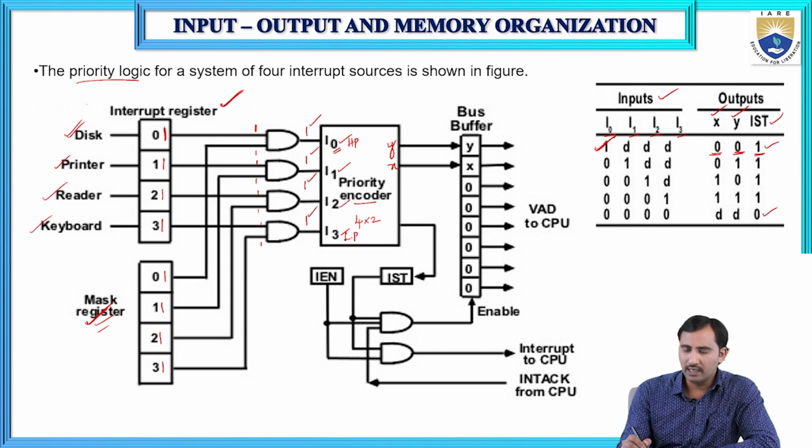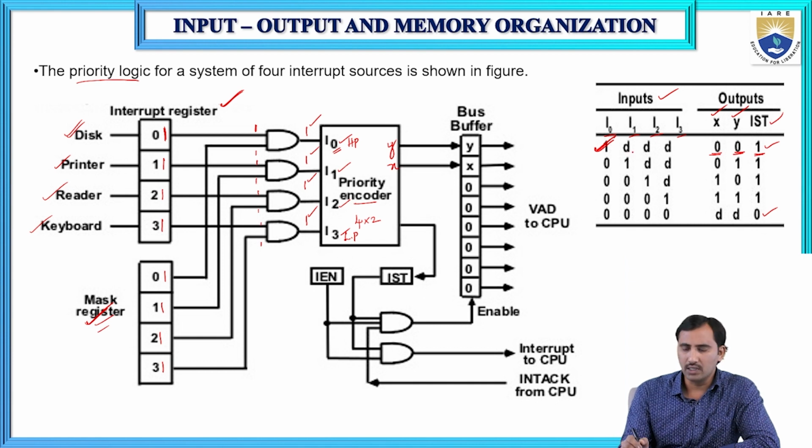Okay, because when I0 is 1, there is no need to check the further devices, because I0 has the highest priority. Whenever the highest priority interrupt is generated, it has to be serviced first, then the next priority, and so on. So for I1, I2, I3, no need to check.